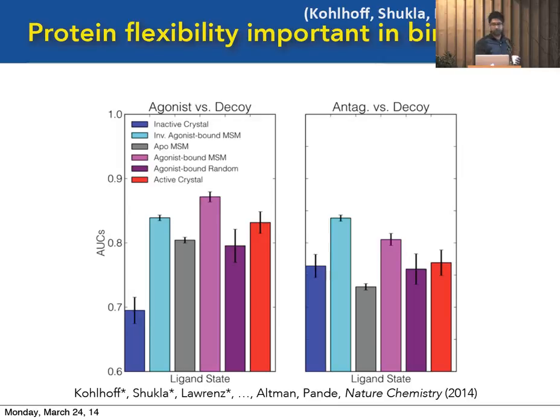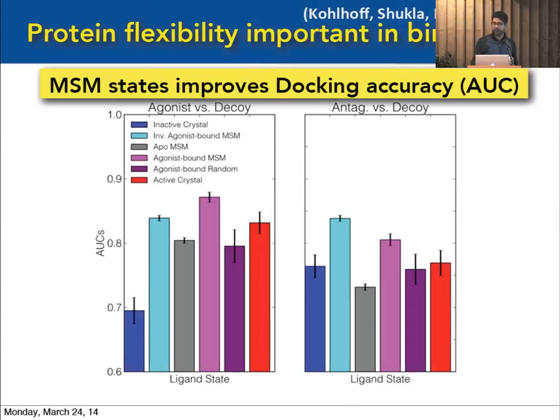And without going into all the details, what we find is that docking to the MSM structures improves your statistical strength in docking. There's a statistical metric called the area under the curve. It's the area under a receiver operator characteristic curve, ROC curve.